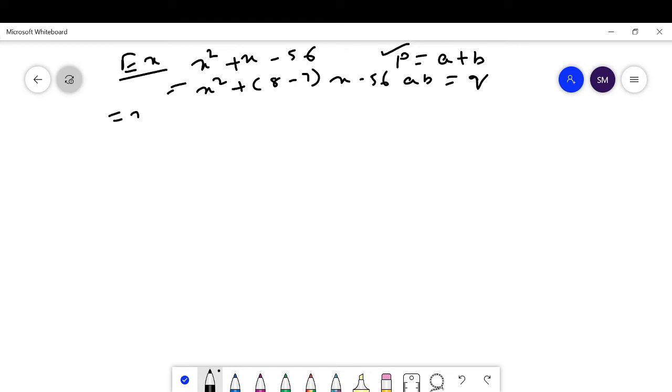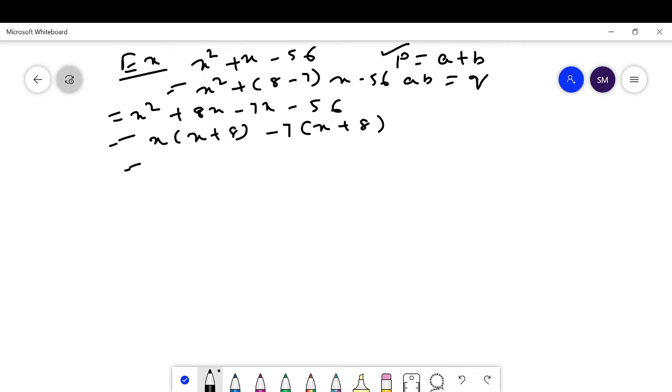Then write this as x square plus 8x minus 7x minus 56. From x square plus 8x, taking x common, here it is x plus 8, then from minus 7x minus 56, taking minus 7 common, it is x plus 8. Then x plus 8 is the common term between them, taking common x plus 8, here it is x minus 7. X plus 8 into x minus 7 is the factorized form of the algebraic expression x square plus x minus 56.